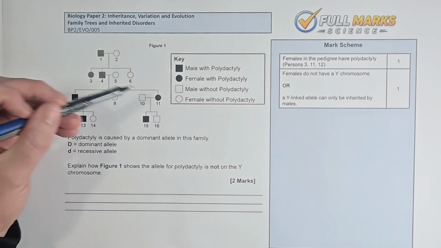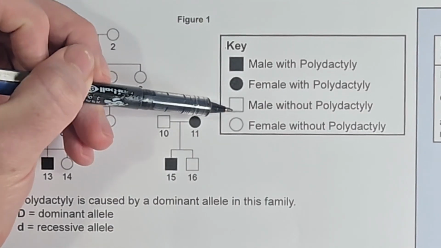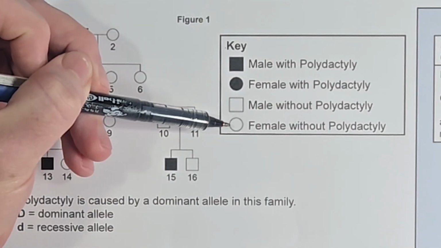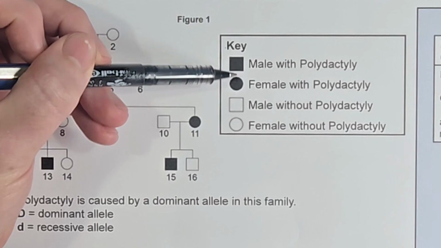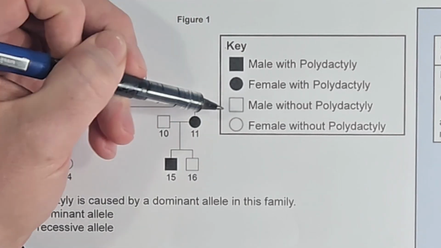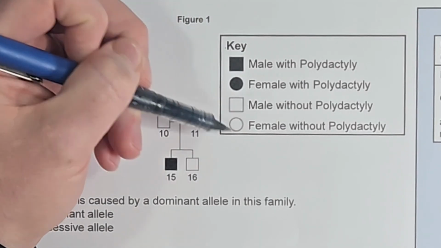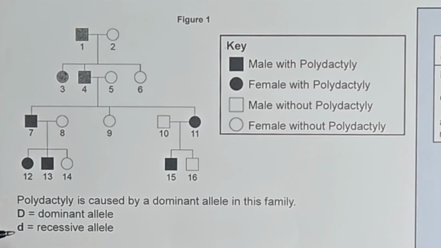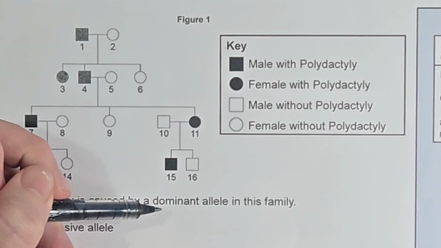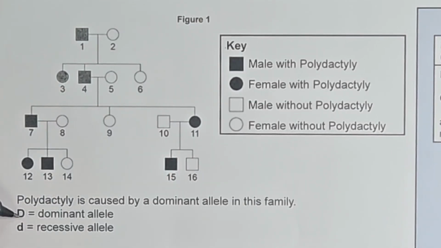So when we're looking at our diagram, we've got our key, we've got squares for male, circles for female. They are highlighted when they have the condition, and they are left blank when they don't have the condition. So polydactyly is caused by a dominant allele in this family, and the capital D for dominant allele and a lowercase d for recessive allele.